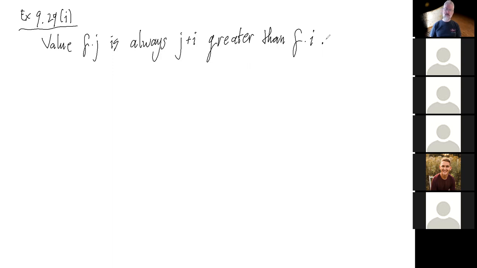So there's a bunch of different ways we could start with this. I'm going to actually focus on what does it mean to say f of j is j plus I greater than f of I part, and then we'll worry about the quantifications in a little bit. So we're saying that f of j is bigger than f of I, right? And it's bigger, not in just general, but it's bigger by a specific amount, j plus I.